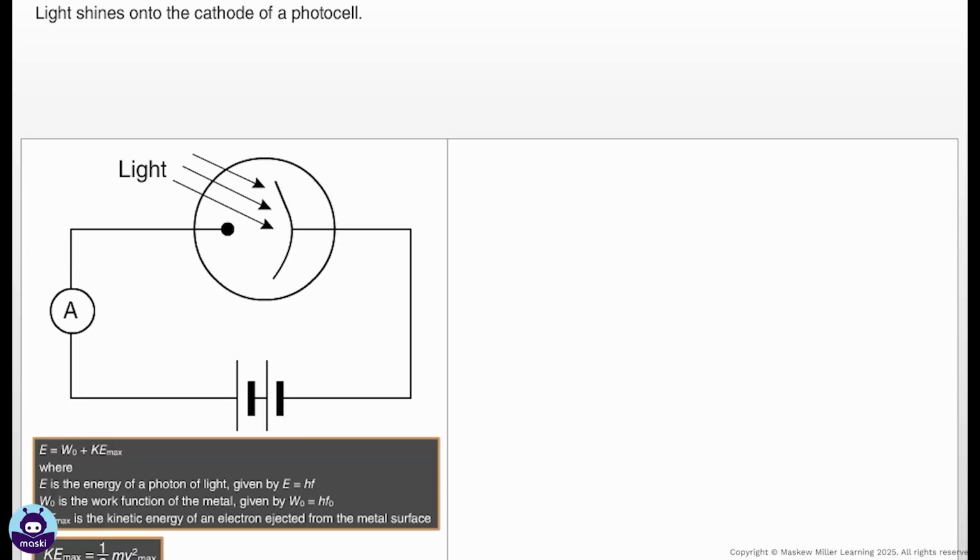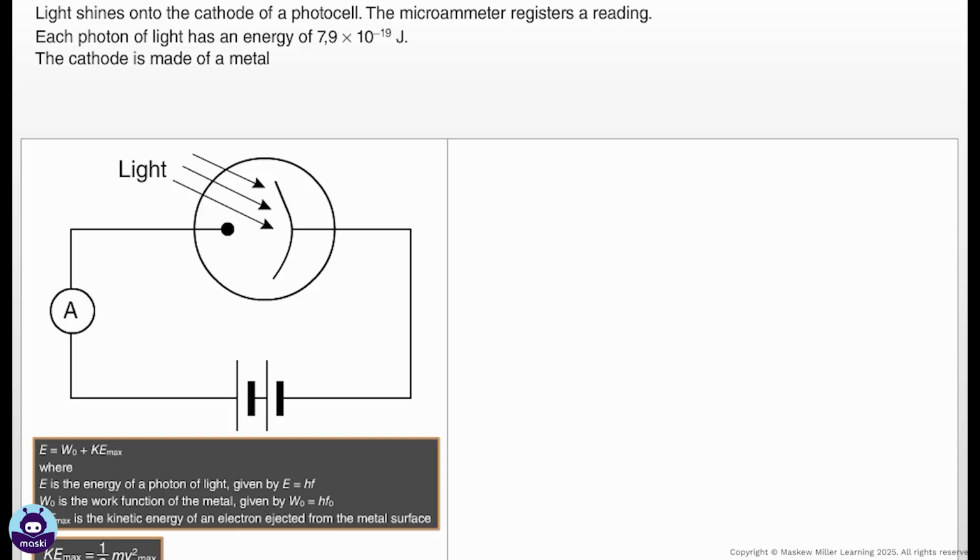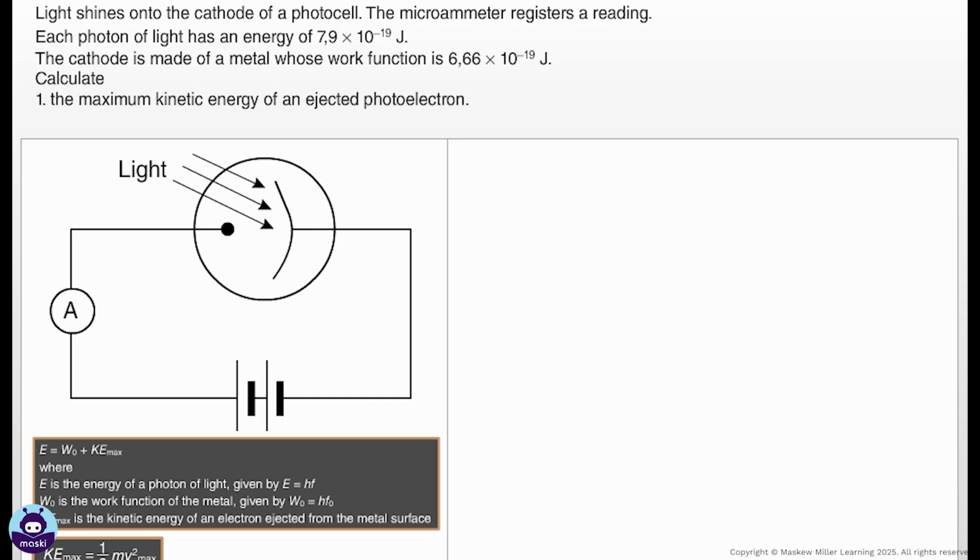Light shines onto the cathode of a photocell. The microammeter registers a reading. Each photon of light has an energy of 7,9 times 10 to the power negative 19 joule. The cathode is made of a metal whose work function is 6,66 times 10 to the power negative 19 joule. Calculate the maximum kinetic energy of an ejected photoelectron, and the maximum velocity of an ejected photoelectron.